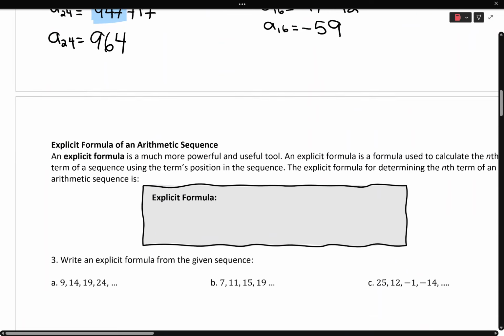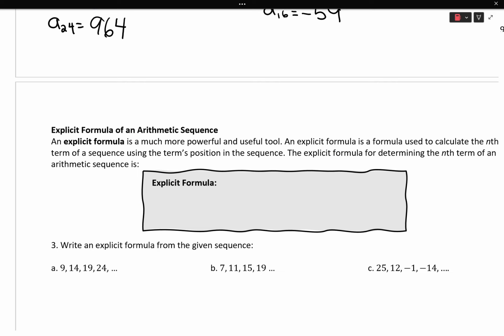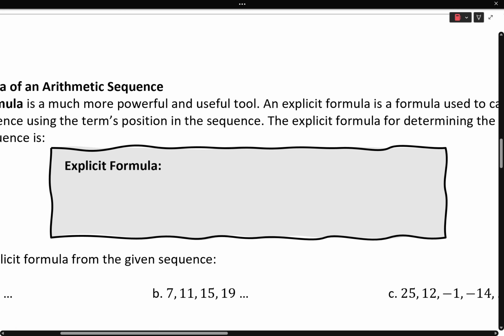Next, let's look at the explicit formula. Now, the explicit formula, personally, I like it better because it works with any term at any time. So I don't need to know the previous term. I just need to know the pattern and a little bit, which is the first term. So a little bit more information.